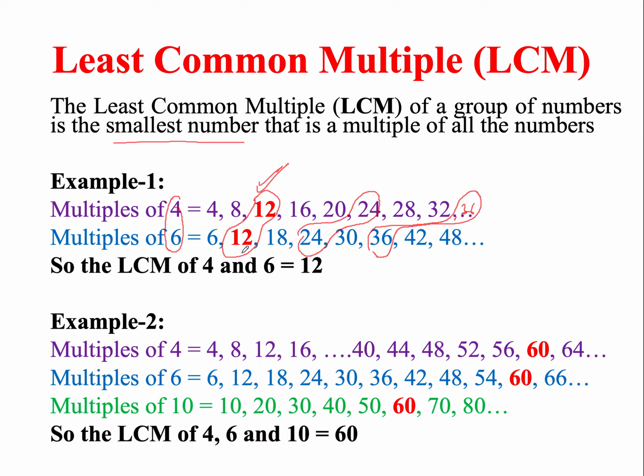Now let's quickly see what happens when we have more than two numbers. So here is an example. If we have 4, 6 and 10 together, then we can write down the multiples of 4 in one row, multiples of 6 in another row, multiples of 10 in another row. Now we have to see what is the first common multiple of all of them, which is available in all three rows. So we can see that 60 is the first number that is common to all the three rows. That means that is a number which is a multiple of 4 as well as 6 as well as 10. So here the LCM of 4, 6 and 10 becomes 60.